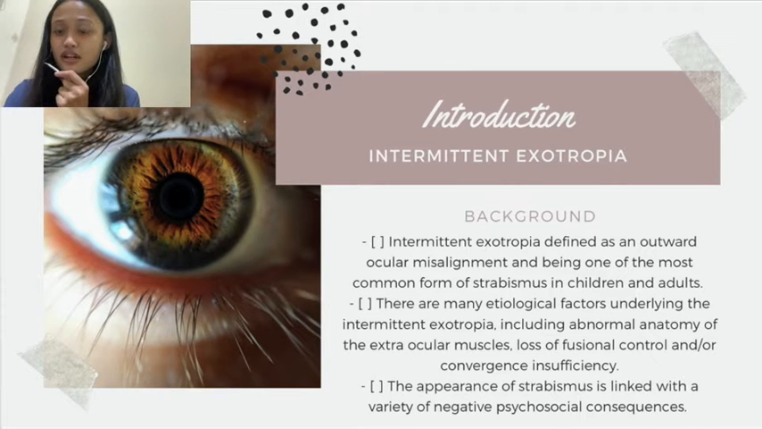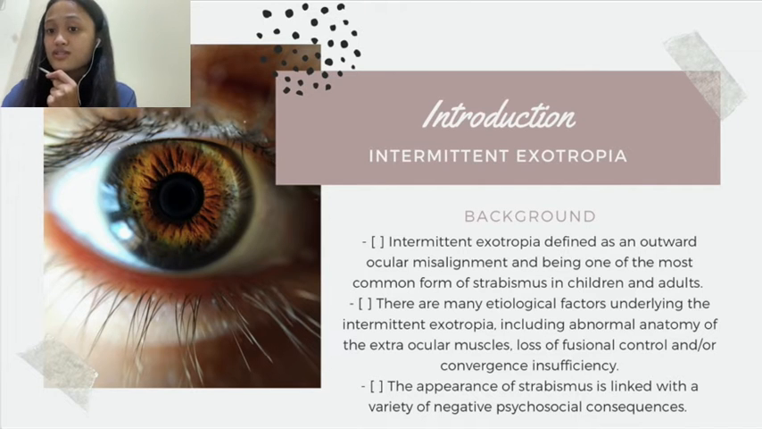There are many etiological factors underlying intermittent exotropia itself, including abnormal anatomy of the extraocular muscle, loss of functional control, and/or convergence insufficiency. The appearance of strabismus is linked with a variety of negative psychosocial consequences. Children in digitally altered photographs that simulate exotropic strabismus are rated negatively on intelligence, health, happiness, hesitancy, etc. The presence of strabismus can elicit a strong social prejudice among children and adults alike.